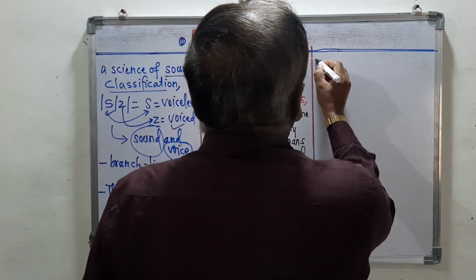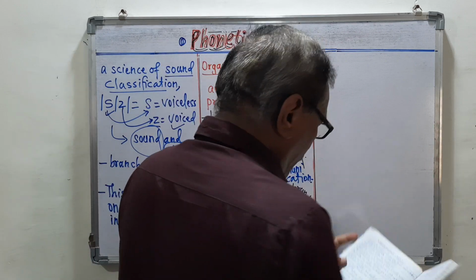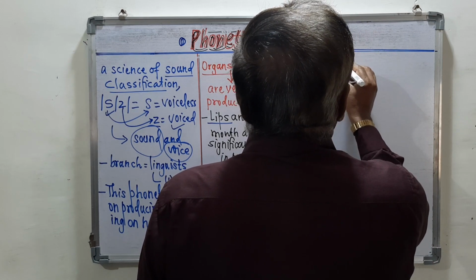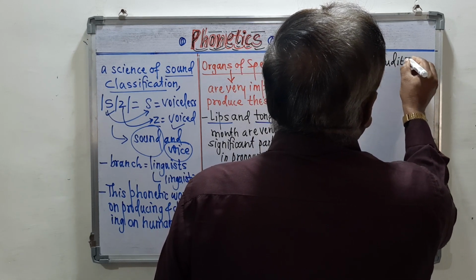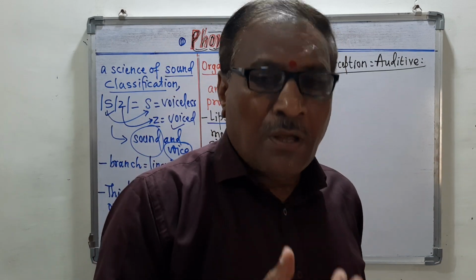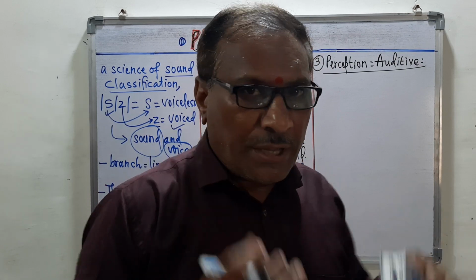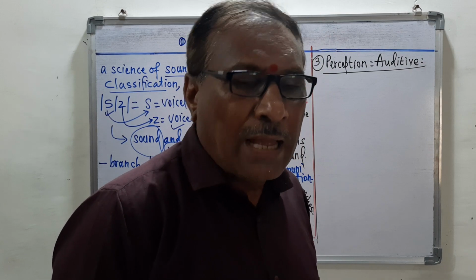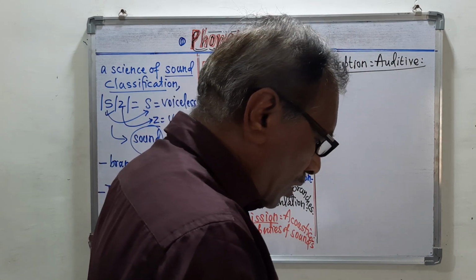And the third branch of phonetics is perception or auditive. Remember, auditive. Perception or auditive. So what is perception and what is auditive? Perception means we perceive, we understand, we digest, we learn, we study. Auditive means we listen, and through that listening we learn those sounds. That is called the perception or auditive method.